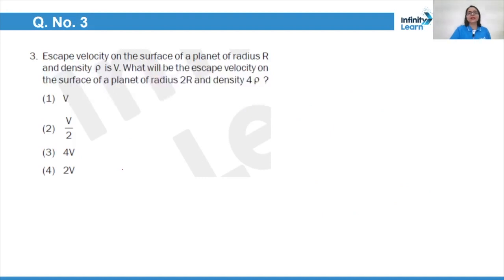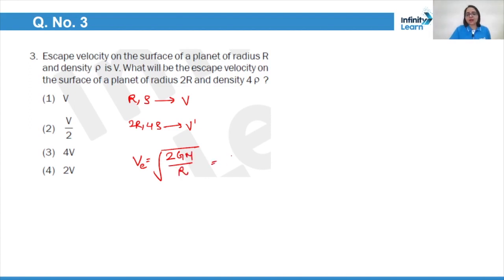Question number 3. The escape velocity on the surface of the planet of radius r and density rho is v. What will be the escape velocity on the surface of the planet of radius 2r and density 4 rho? We need to find new escape velocity if radius is 2r and density is 4 rho. So let's find the expression of escape velocity in terms of density first. So escape velocity Ve is under root 2GM upon r on the surface of the planet.